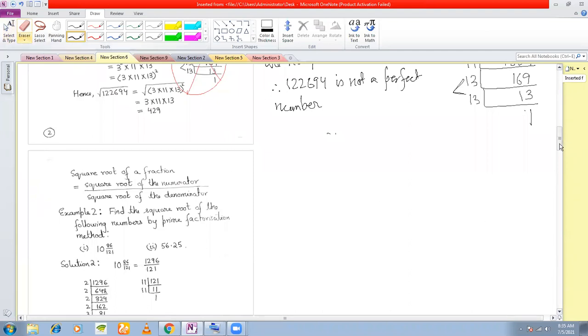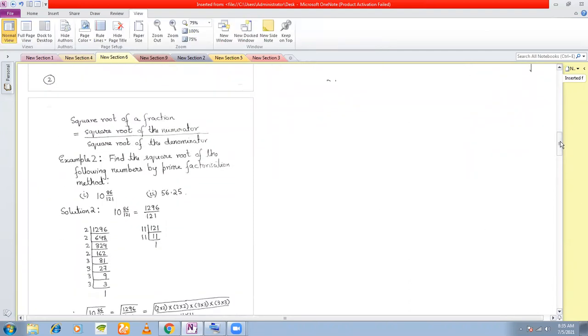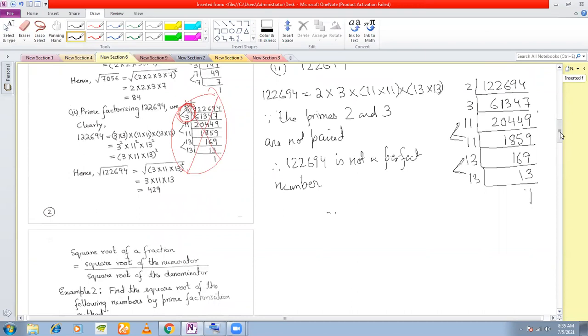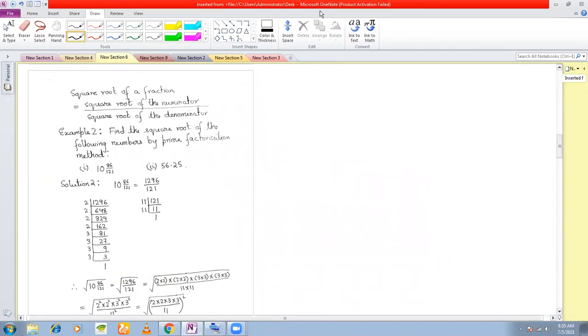Square root of a fraction. How do you find out the square root of any fraction? Yes, we were doing square root by prime factorization. Now, square root of a fraction by prime factorization method. How to find out? You can see the square root of any fraction you can obtain by taking the square root of the numerator divided by the square root of the denominator.